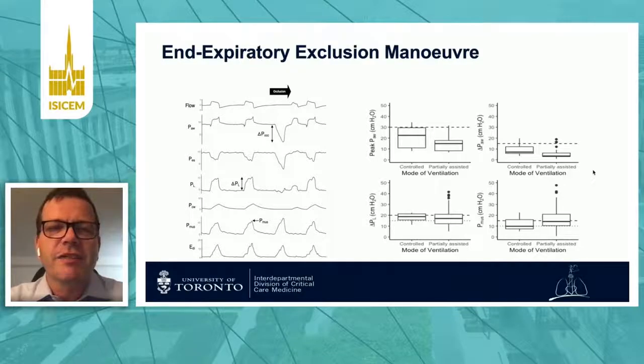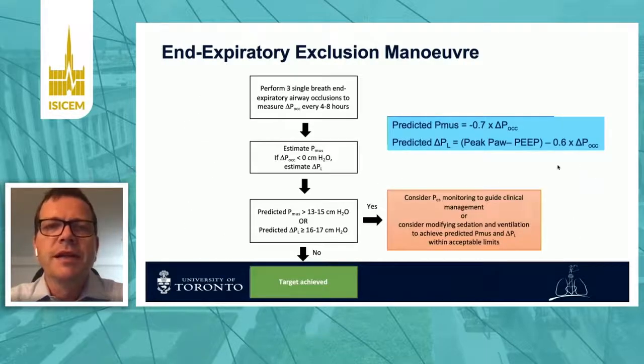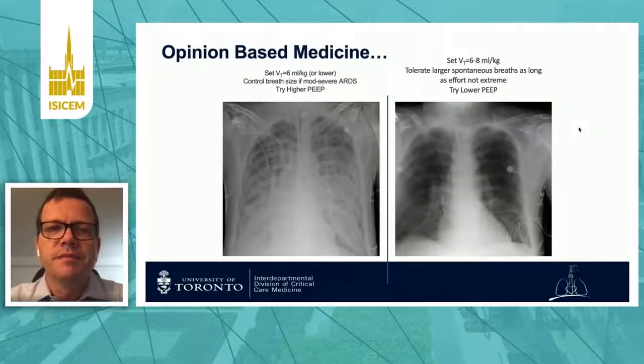A final way you can check effort is a quick end expiratory occlusion maneuver, measuring the occlusion pressure. And by multiplying this by about 0.7 on average, you can have the predicted P-mus level, and you might use that as a screening test to monitor more closely.